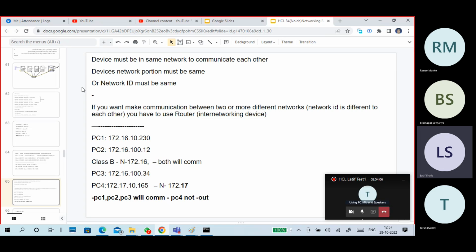PC4 has the IP address 172.17. See, the first portion is the same, but the second portion is different. So PC4 cannot communicate with PC1, PC2, PC3. Make sure that the network portion must be the same. Of course, the host portion is different; if both are the same, that is a conflict, which is a different point. So, guys, understand this example.